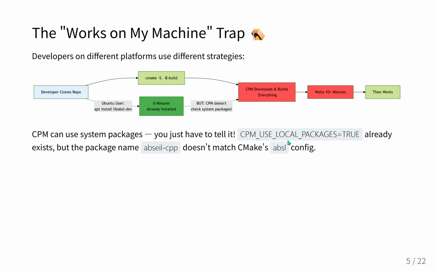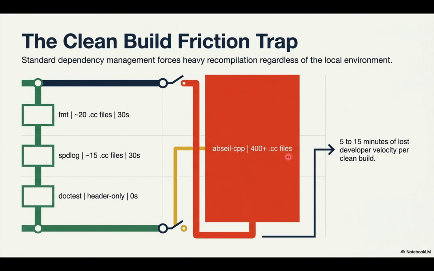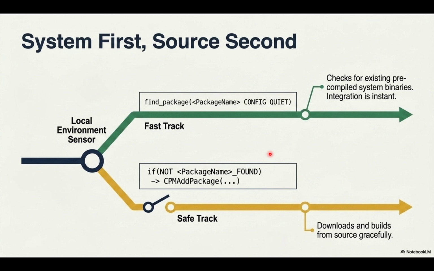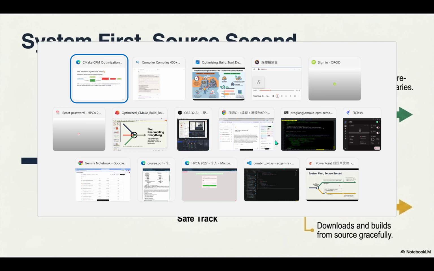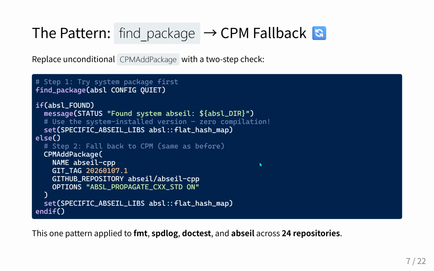Exactly. If the automated system is just going to blindly look for the wrong name and fail, you have to take the steering wheel back. You need to manually tell CMake exactly where to look and what alias it might be hiding under. Which brings us to the actual fix. This is where we get the two-step fallback pattern that Lux 036 implemented. Right. Instead of just giving CPM a single command to add the package and hoping for the best, you break it down. You give it two explicit manual instructions.